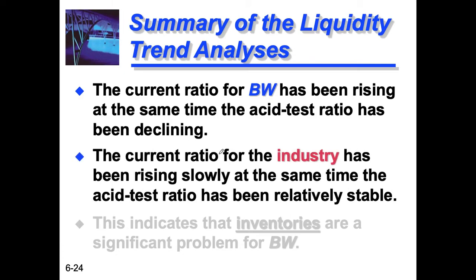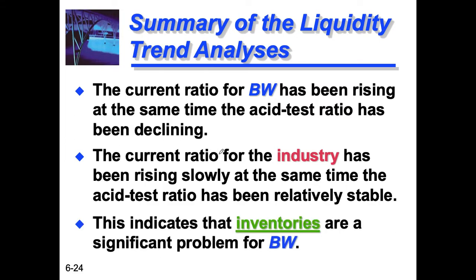Okay, this one is the summary of the liquidity trend analysis. The current ratio for BW has been rising. At the same time, the asset test ratio has been declining. The current ratio for the industry has been rising slowly. At the same time, the asset test ratio has been relatively stable. This indicates that inventories are a significant problem for BW.